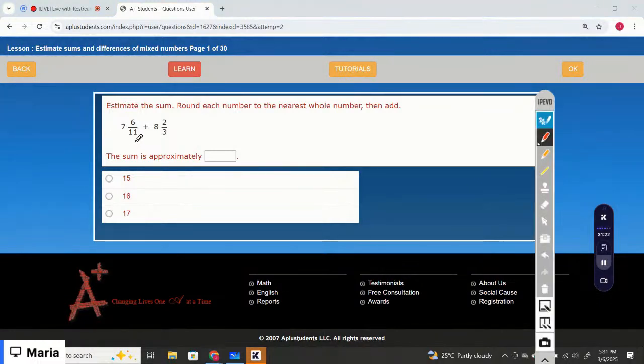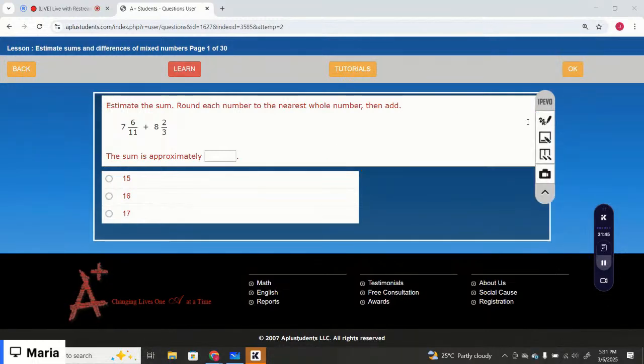6 over 11. Just look at the fractional part. 6 over 11 is more than half, so you need to round up. It would be rounded to 8. And then 2 over 3. 2 over 3 is again more than half, so you have to round up. It would be rounded off to 9. So 9 plus 8 makes 17. So the correct option is 17. Option number 3 is the correct option. 17 it is.